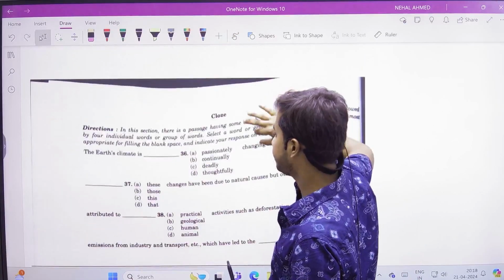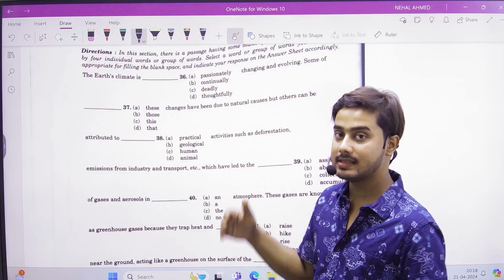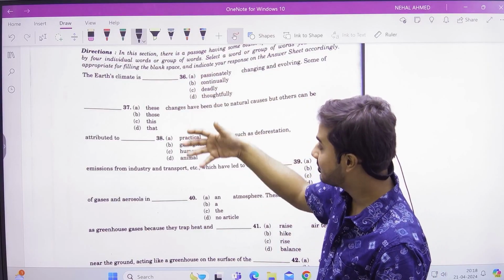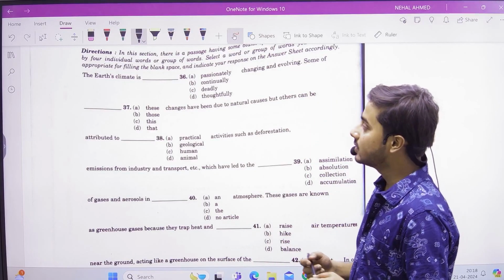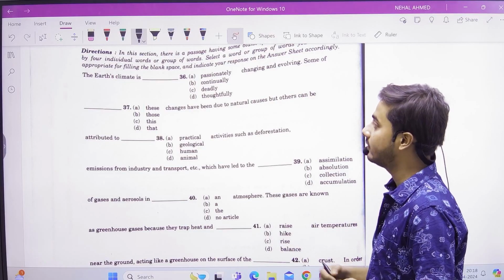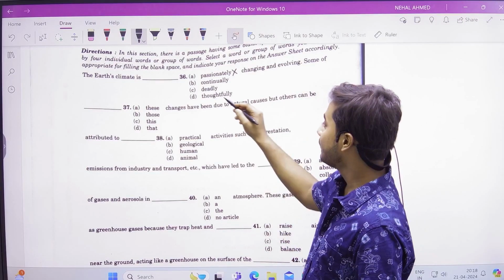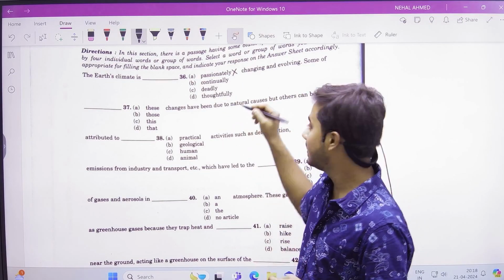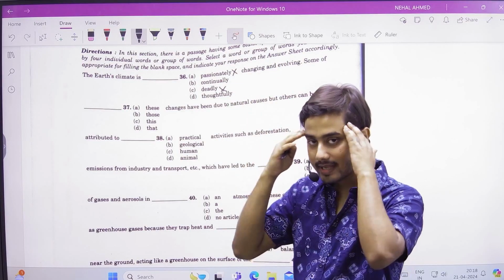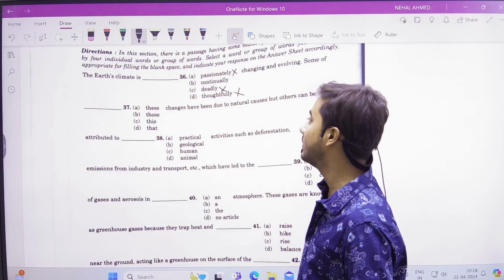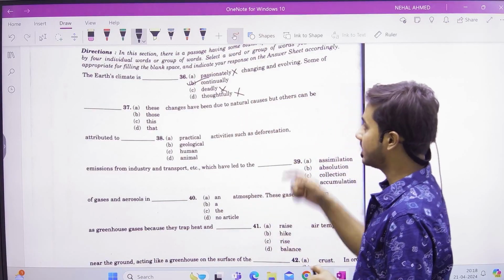Proceeding forward, this is basically selecting the right verb in agreement to the subject. This is a part of subject-verb agreement and the right form of the verb being used. The Earth's climate is dash changing and evolving. Passionately is a very human-like quality, and Earth is not a human, so it cannot be the right adverb. Thoughtfully: Earth cannot think, so thoughtfully is again a human-like character. It's continually, persistently changing. So the Earth's climate is continually changing and evolving.